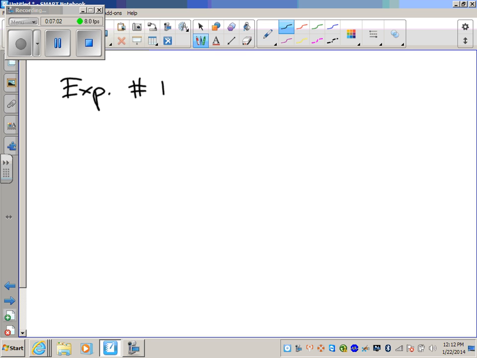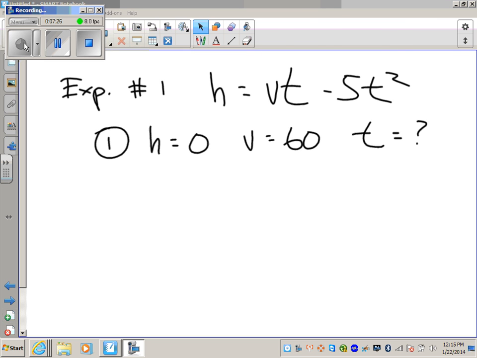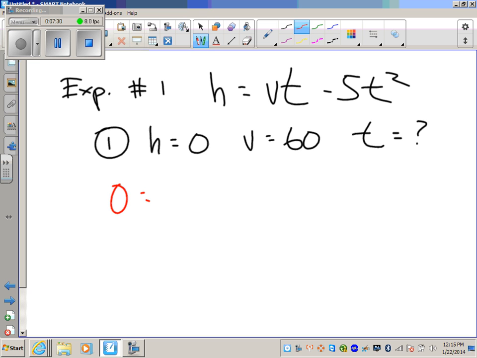Exploratory number 1, we're going to use the formula h = vt − 5t². Number 1 says we have a height of 0, a velocity of 60, and a time of, we don't know. Okay. So 0 is our height, v is 60, t minus 5t squared.